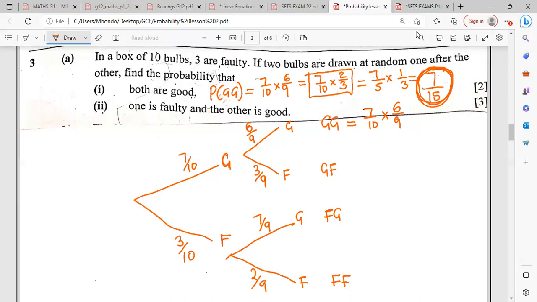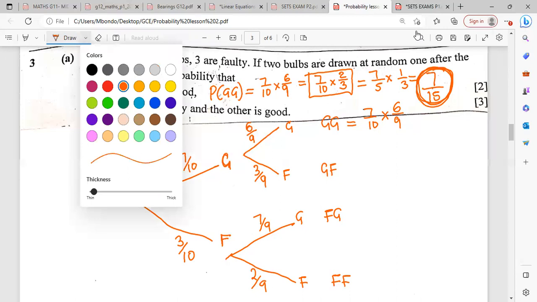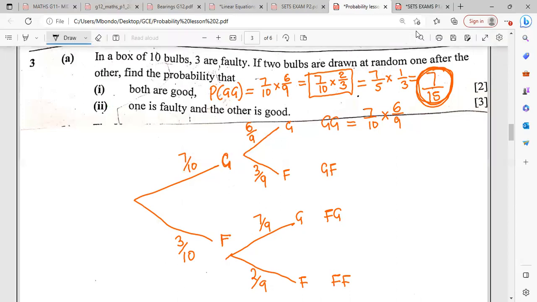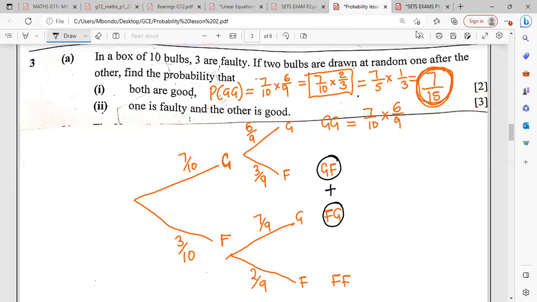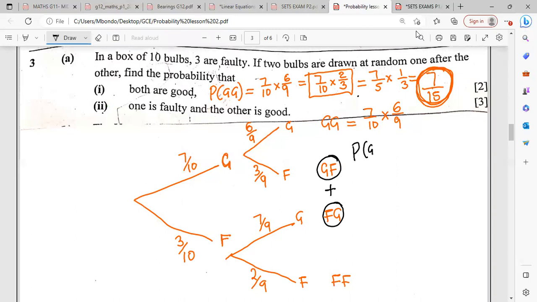Then if I want to bring you to the second one now, we are saying one bulb is 40, the other one is good. Where do we have those probabilities? We have this case here as well as this one. So we need to add both of them. It could be this or this. In terms of probability, it will be the probability of the first one being good and the second one being 40, or the first one being 40 and the second one being good. We need to test both probabilities.